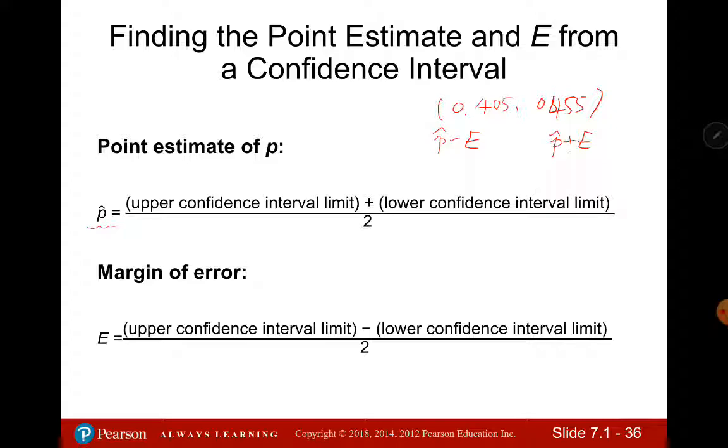Similarly, if we use this upper limit minus lower limit, we will cancel out the P. We will only have 2E. Then 2E divided by 2, we will get the value of E, single E. So if we have the confidence interval, we can use these two formulas to get the point estimate and the margin of error.